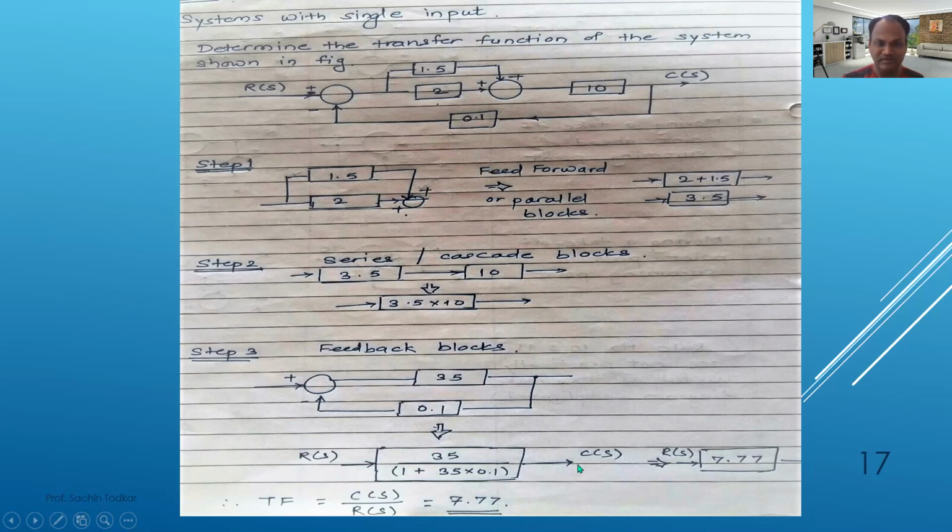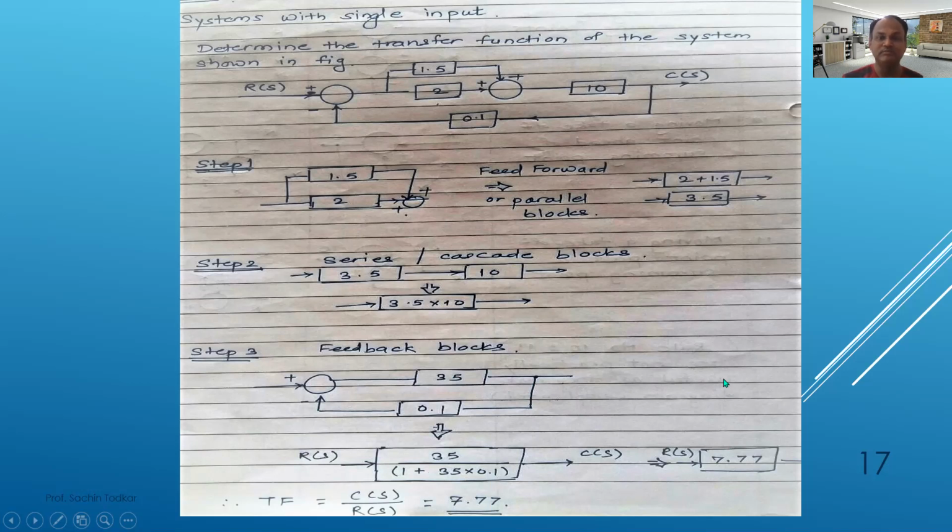So it is 35 divided by 1 plus 35 into 0.1. This is a simple thing. This negative sign, so that's why it is positive here. And if we simplify it, the answer will be 7.77.